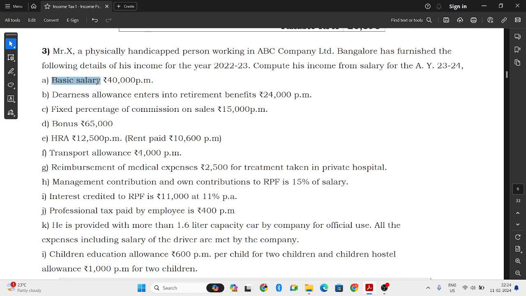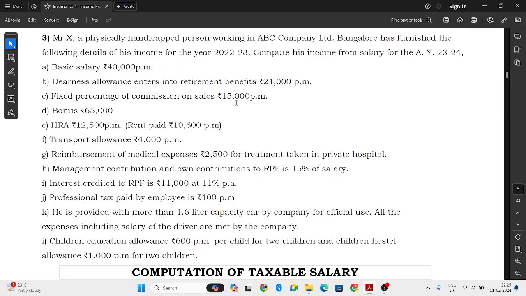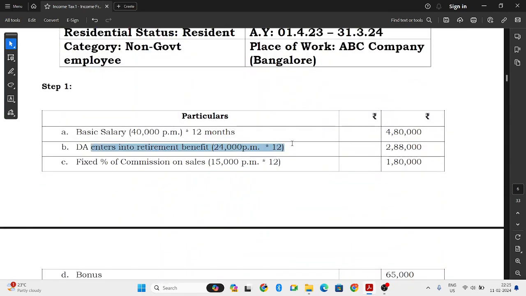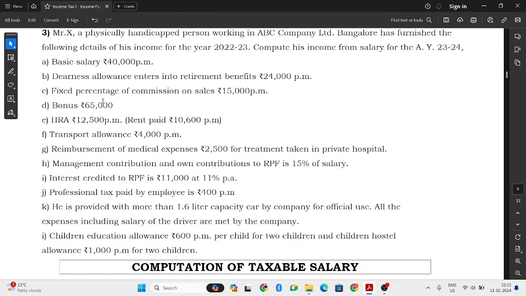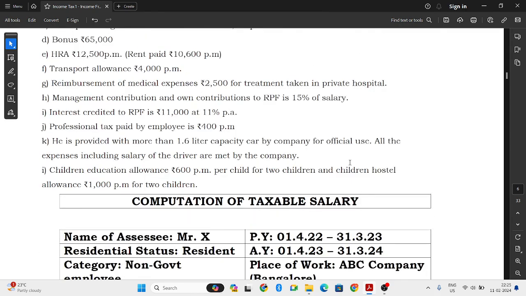So they have given his basic salary is 40,000 per month. So we will write that basic salary is 40,000 per month into 12 months, 4,80,000. Next, DA, which enters into retirement benefits, is 24,000 per month. So 24,000 per month into 12 months will be 2,88,000. Next, fixed percentage of commission on sales, 15,000 per month. So commission on sales is 15,000 per month. So 15,000 per month into 12 will be 1,80,000.